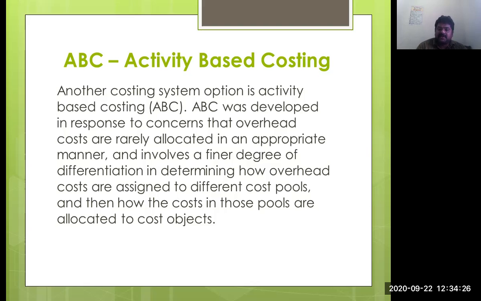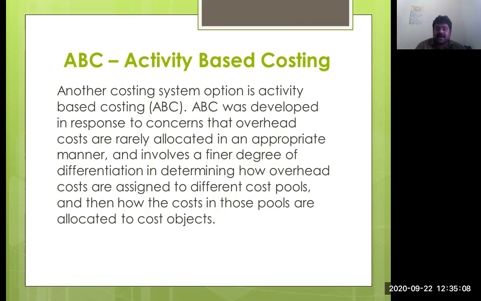The main reason for such under or over absorption is that you are allocating the overhead on some suitable basis, but not on a realistic basis. ABC, activity-based costing, believes that cost is not incurred for the products, but because of some activities we perform in making the product. Let me repeat, cost is not directly incurred for the product. It is incurred because of some activities we are performing in the process of making the product.